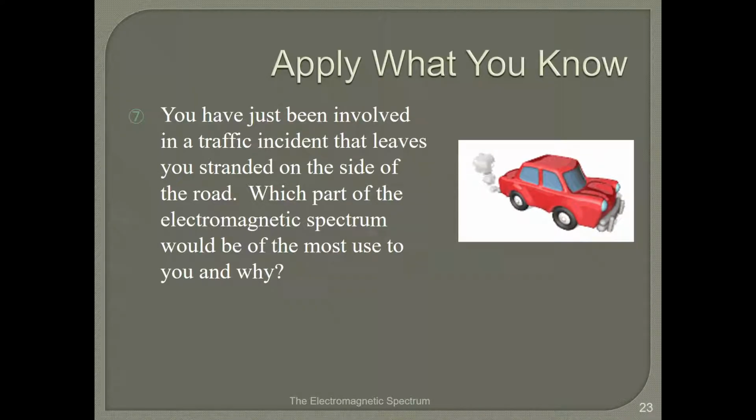So you've just been involved in a traffic incident that leaves you stranded on the side of the road. Which part of the electromagnetic spectrum would be the most use to you and why? Visible color. Invisible light. Alright, trying to flag someone down. Deep East Texas, I wouldn't rely on it. I'd rely on radio, whatever cell phones use. But if you're out there, the service is kind of suspect. But yeah, if you're really out there, just turn the blinkers on, maybe. Visible light would be putting your caution lights on, which would be visible light.